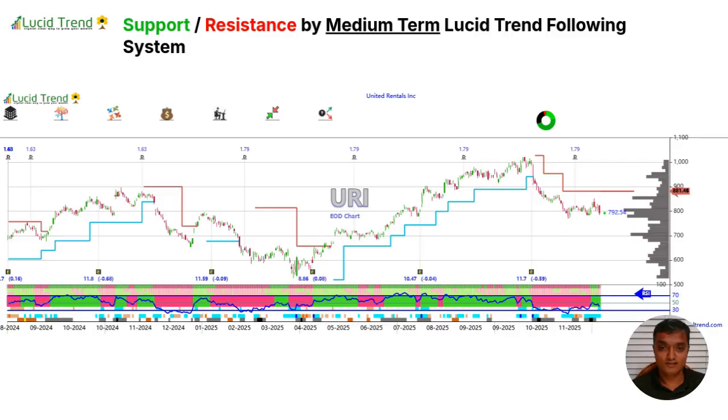And in this chart, we can see how the medium-term Lucid trend following system is displaying those support and resistance lines. This system is more advantageous for active swing traders who would like to take advantage of the market's ebbs and flows with a medium-term time horizon. Since the support and resistance lines are closer to the actual stock prices, it allows participants to take a bigger position compared to our long-term trend-following system. However, this system still allows risk to be at a moderate level of 1 to 2%.